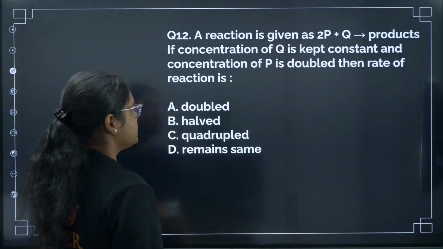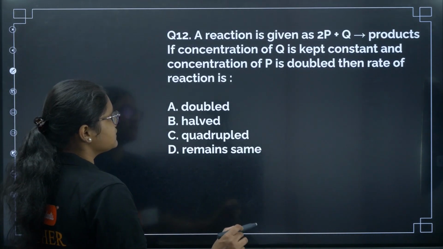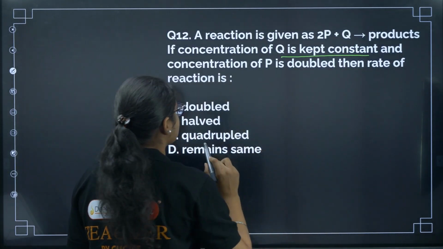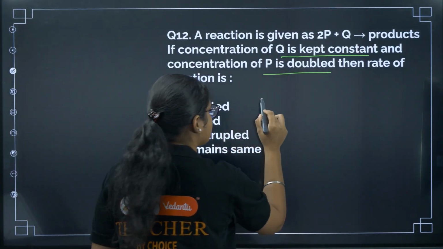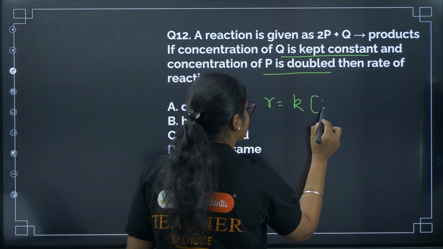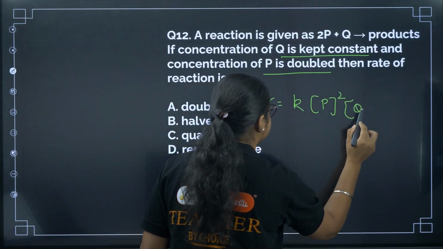Next. A reaction is given as 2P plus Q gives product. If the concentration of Q is kept constant and the concentration of P is doubled, then what is the rate of the reaction? So if I want to write the rate law for this one, I'll write K P square Q.